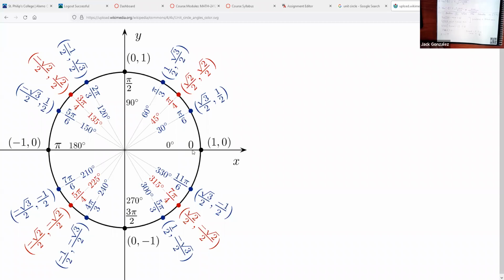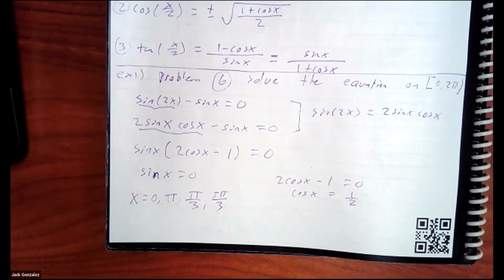So I get a half at pi over 3 for the x value, cosine value. And then I get another half at 5 pi over 3. Does that make sense? You see where these 4 answers come from?